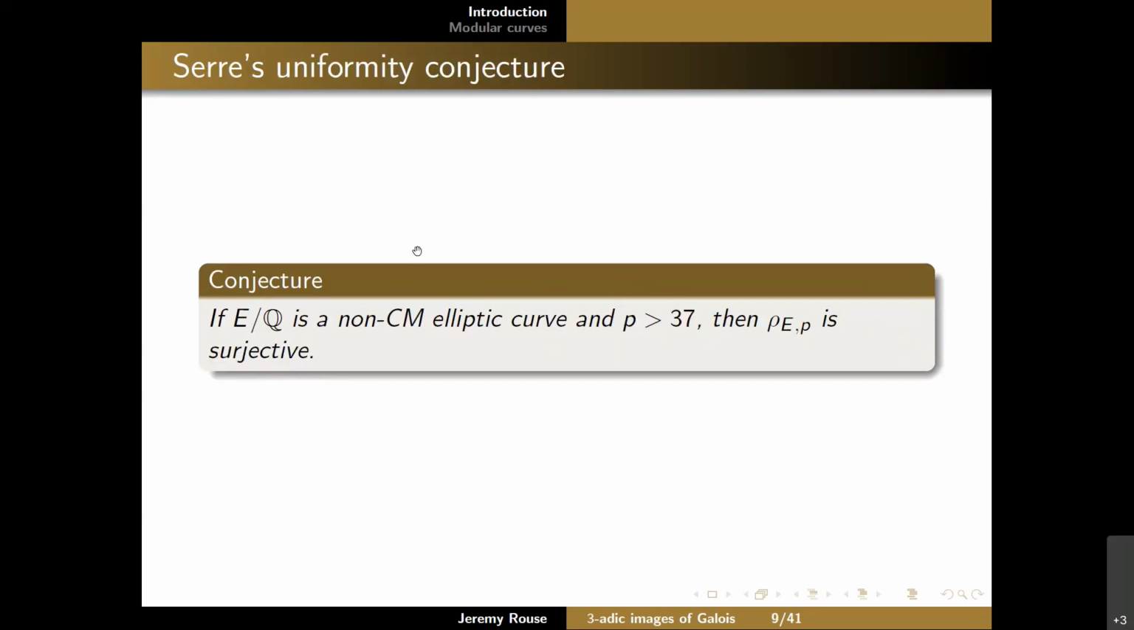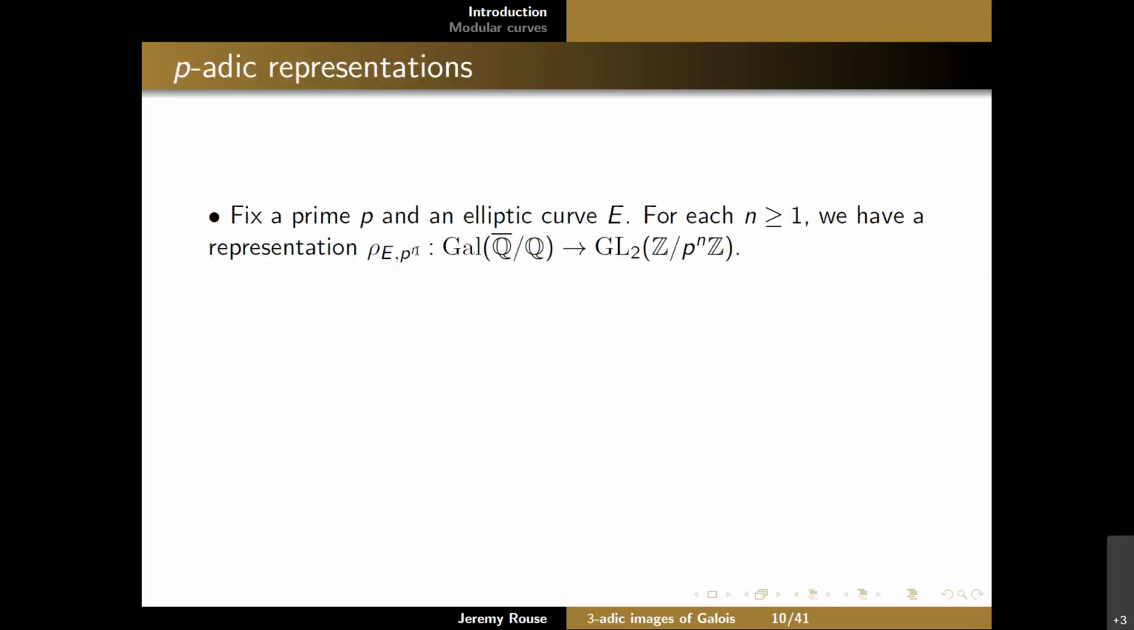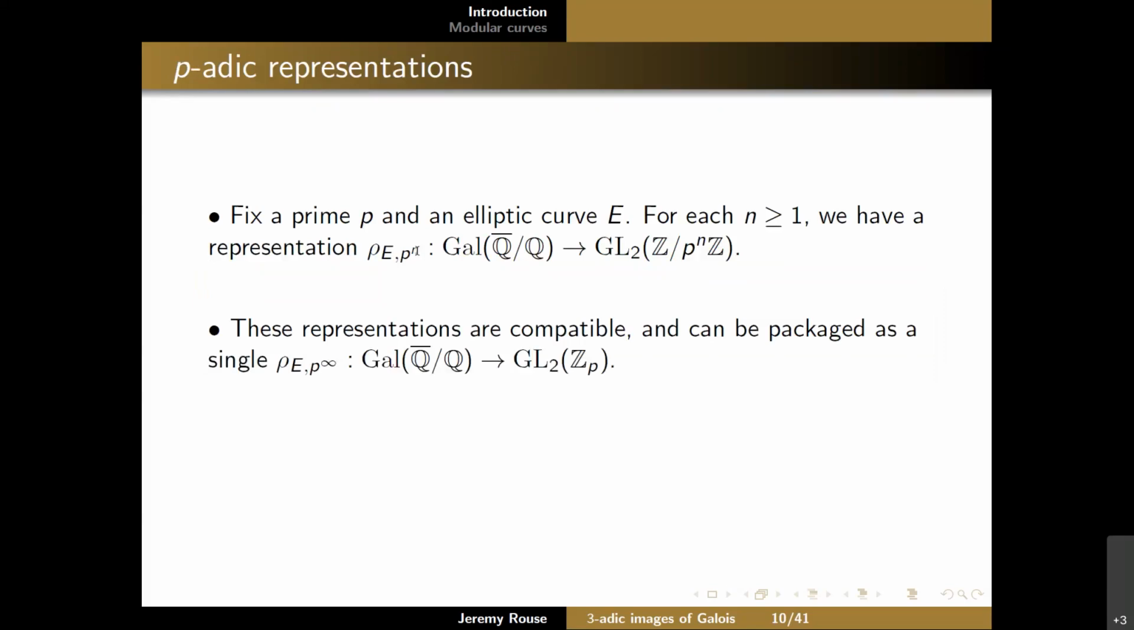Okay. So we're going to look at a slightly different question. We're going to fix a prime p and an elliptic curve E, and then for each n greater than or equal to 1, we have a mod p to the n Galois representation from Gal(Q bar over Q) to GL2(Z mod p to the n Z). These are compatible. If you take the mod p to the n representation and reduce it mod p to the m, you get the mod p to the m representation. So you can package these in a single p-adic Galois representation. Here Zp is the ring of p-adic integers. This is the inverse limit of Z mod p to the n Z.